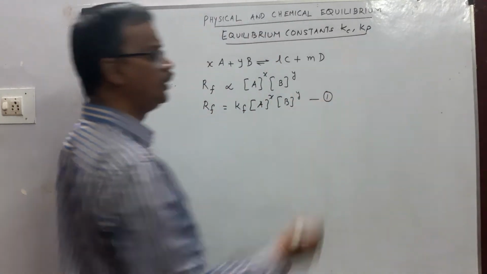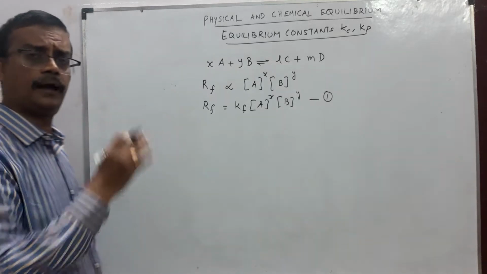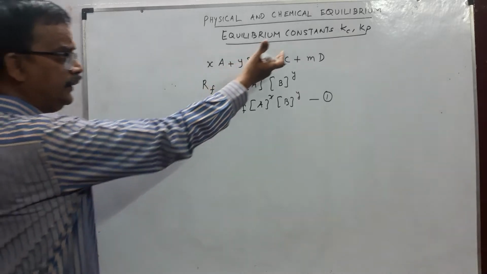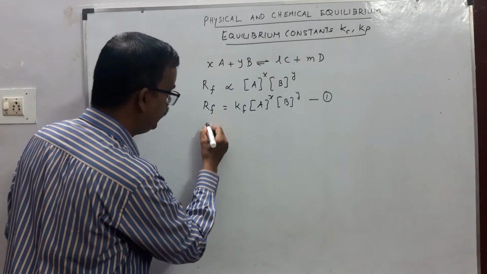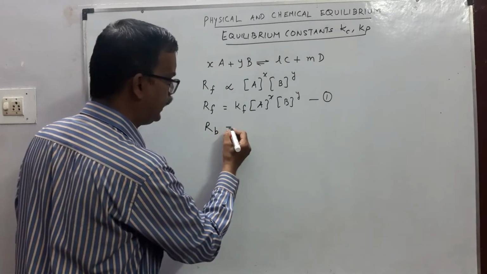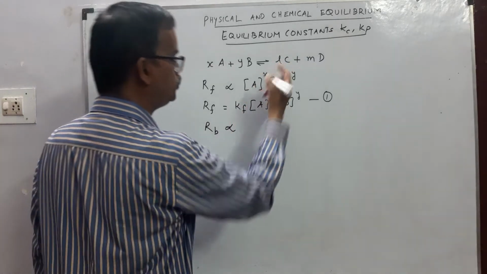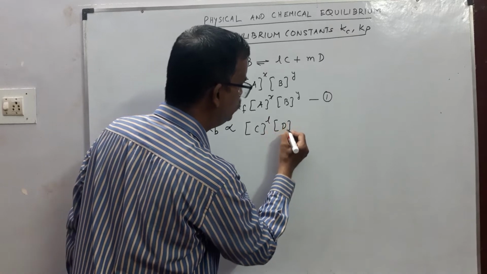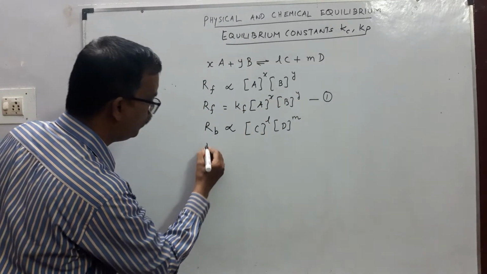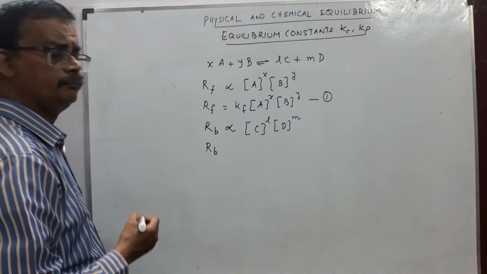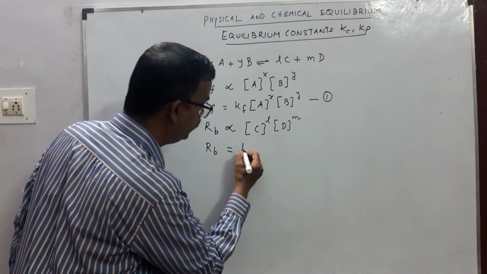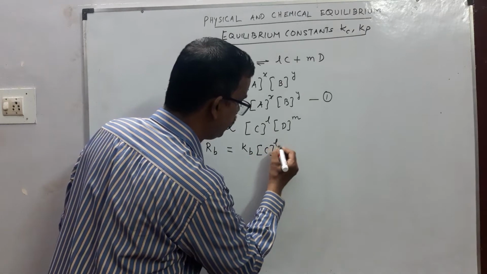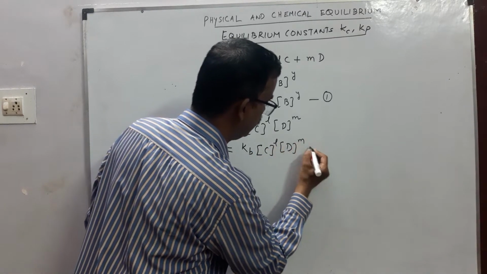Similarly, if you apply law of mass action to the reverse reaction, the rate of the backward reaction is directly proportional to the concentration of C to the power of L and D to the power of M. Or rate of the backward reaction is equal to the rate constant for the backward reaction, Kb, times C to the power of L, D to the power of M.